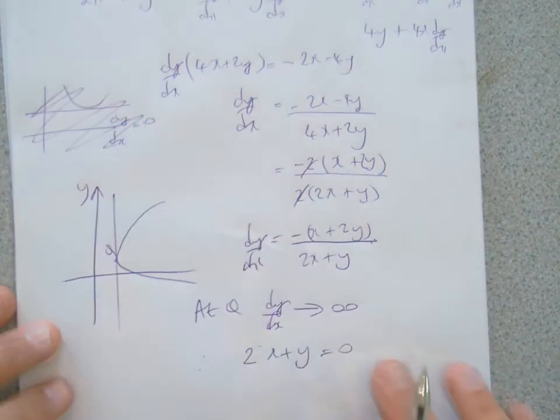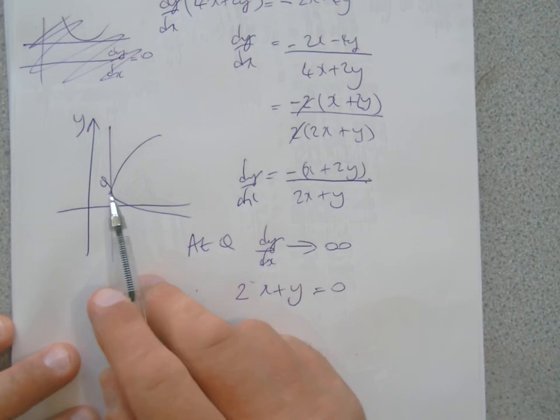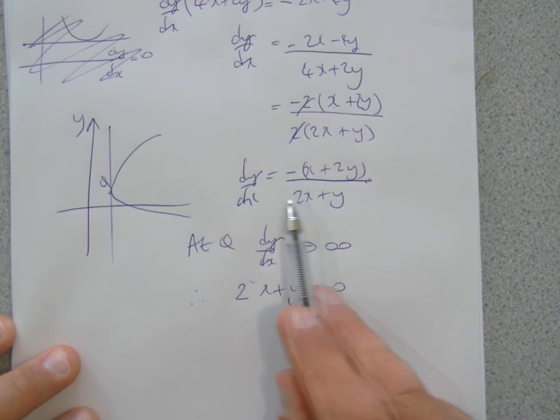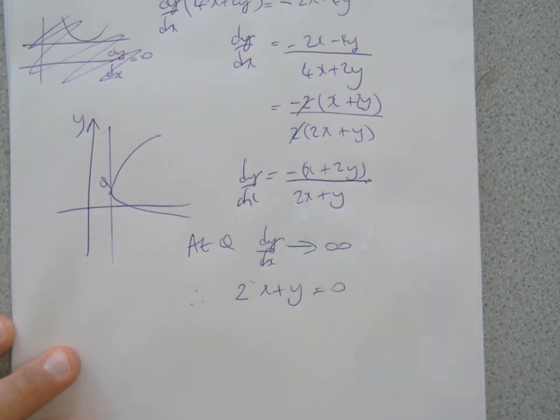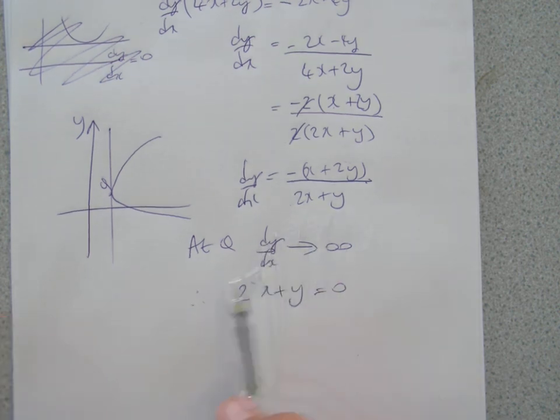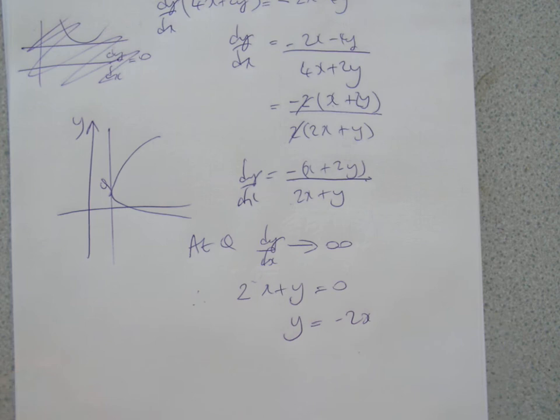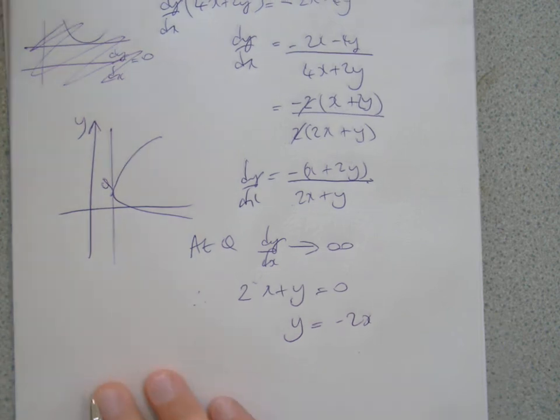But in this case, this is what's going on. The tangent is parallel to the y-axis, so you set the bottom to equal 0. You've set the bottom to equal 0 because dy/dx goes to infinity. And if that's the case, well, we can get y in terms of x. Just take that 2x over. It's really simple.